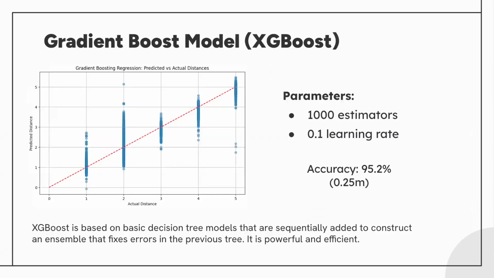So with this data we collected, we decided to train our own models. The first was an extreme gradient boosting model. This is a sequential model built off of decision trees. It is very efficient and very powerful for that reason. And with our data, we were able to achieve a 95.2% accuracy.